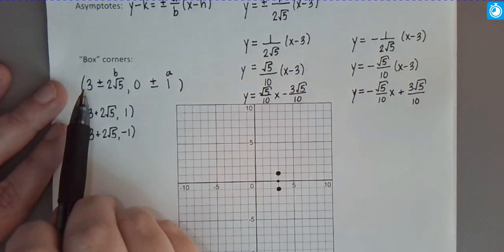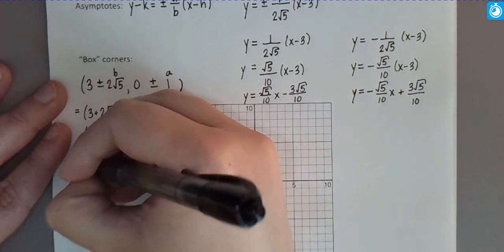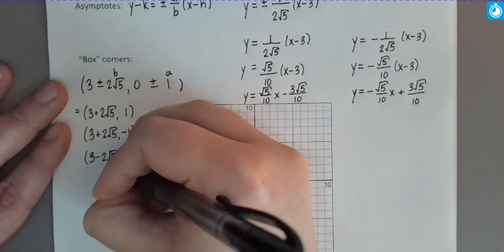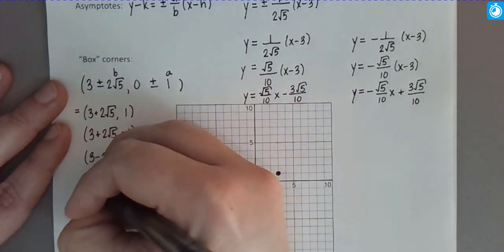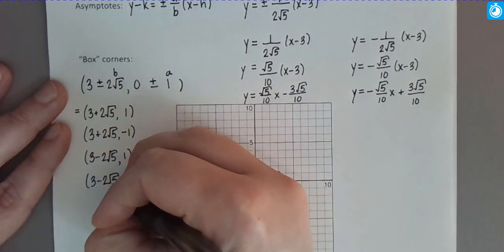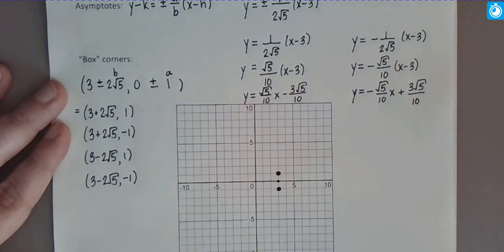Okay, now we need to look at the possibilities where we have 3 minus 2 root 5. So 3 minus 2 root 5, +1, and then 3 minus 2 root 5 and -1. So those are going to be the corners of our box.